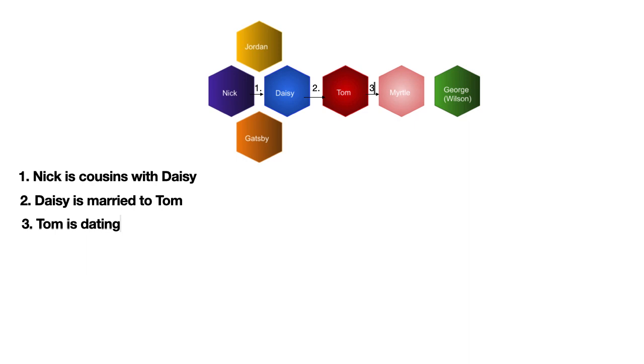Number three, Tom is dating Myrtle. Yes, you read that correctly. He's married to Daisy, but he's dating Myrtle. Myrtle is married to Wilson. Okay, now throughout the story, he's called Wilson. His first name is George. It's George and Myrtle Wilson is their last name, but he is often just referred to as Wilson. So hopefully that clears that little misconception up for you.